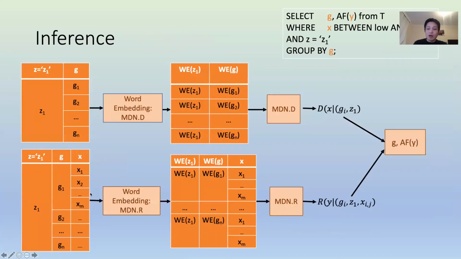Here, we explain how models are used to answer queries. Firstly, word embedding is used to transform categorical attributes to numerical values. After that, we feed these representative points to density estimators and the regression model, and the output from the models are aggregated to produce the final answer.